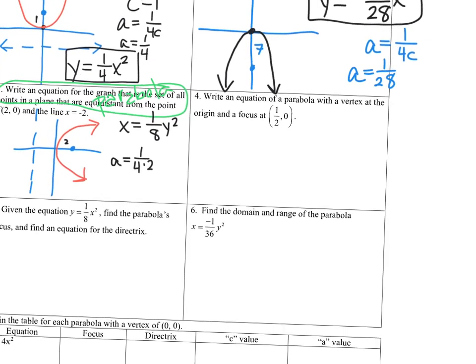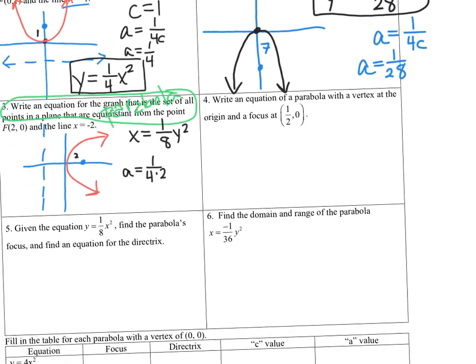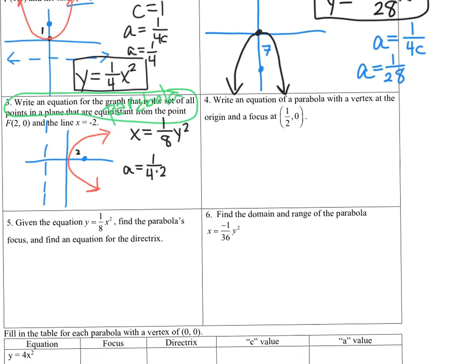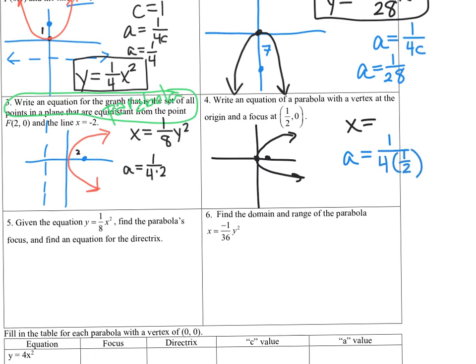Okay, number 4, write an equation of a parabola with the vertex at the origin, and the focus is at (1/2, 0). So the focus is (1/2, 0), and the vertex is at the origin. This tells me it has to be opening to the right. So again, it's going to be x equals, and then I'm going to do a equals 1/4 times c. c is 1/2. So a equals 1/2, because 4 times 1/2 is 2.